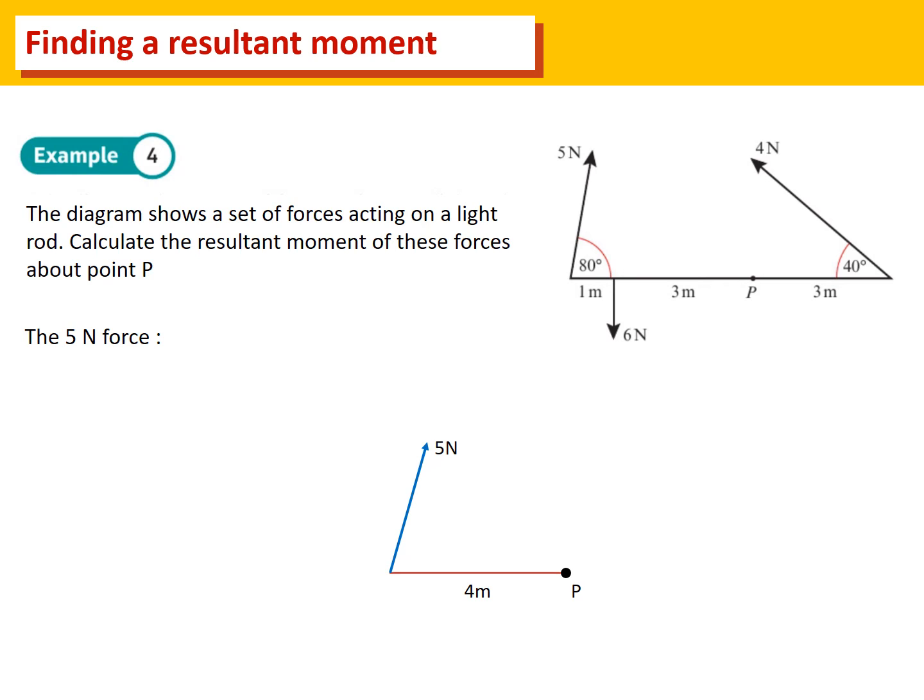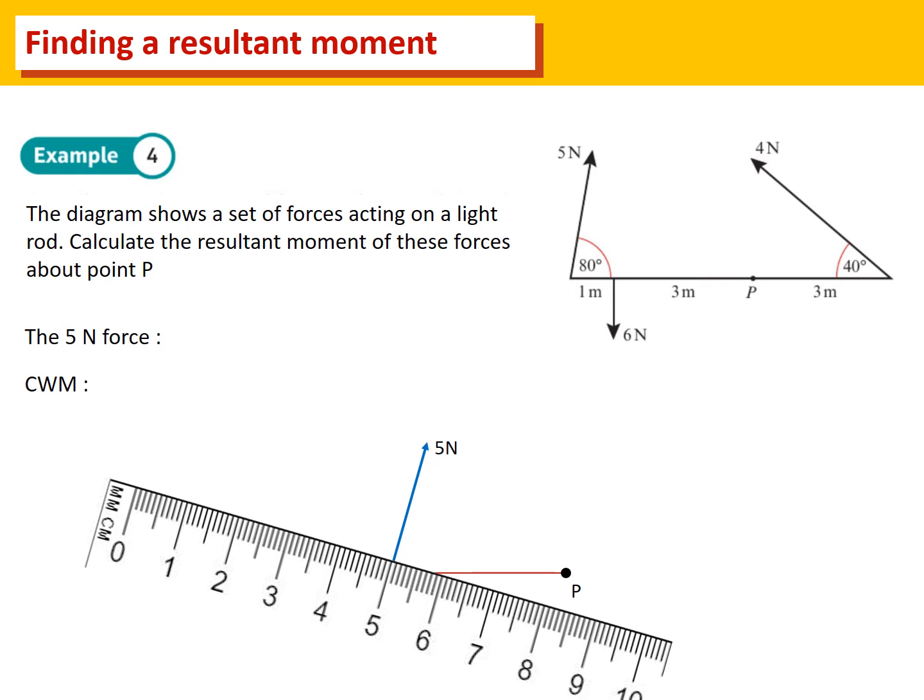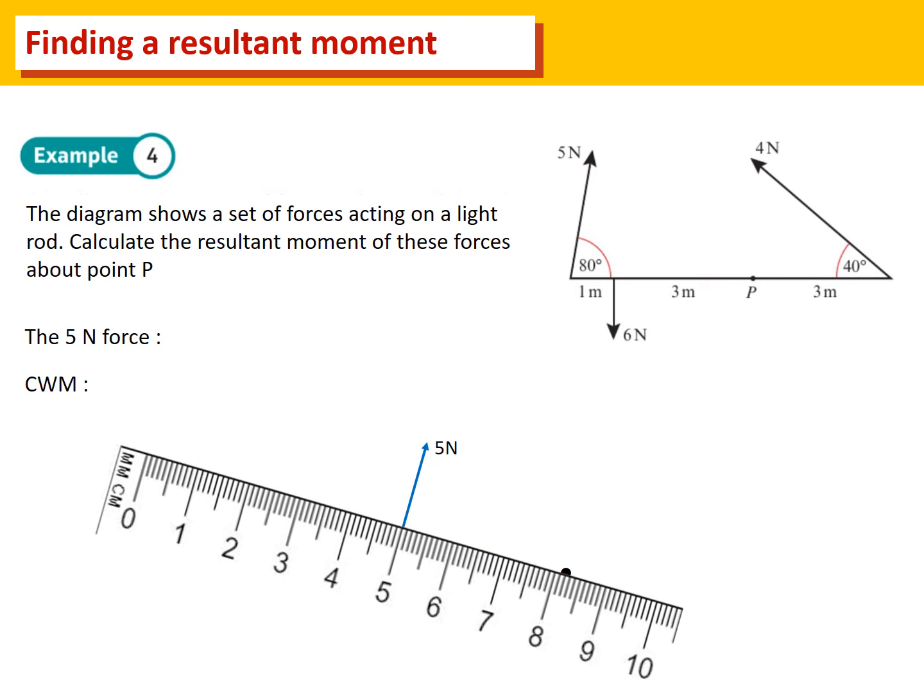For the 5 Newton force, we want the line of action, which is perpendicular from the line of action of the force to the point P. So that is a clockwise turning effect, so that's a clockwise moment. We place our ruler so that this is in line with the 5 Newton force, and therefore the edge is perpendicular to the line of action of the force. We can see now it's passing through point P.